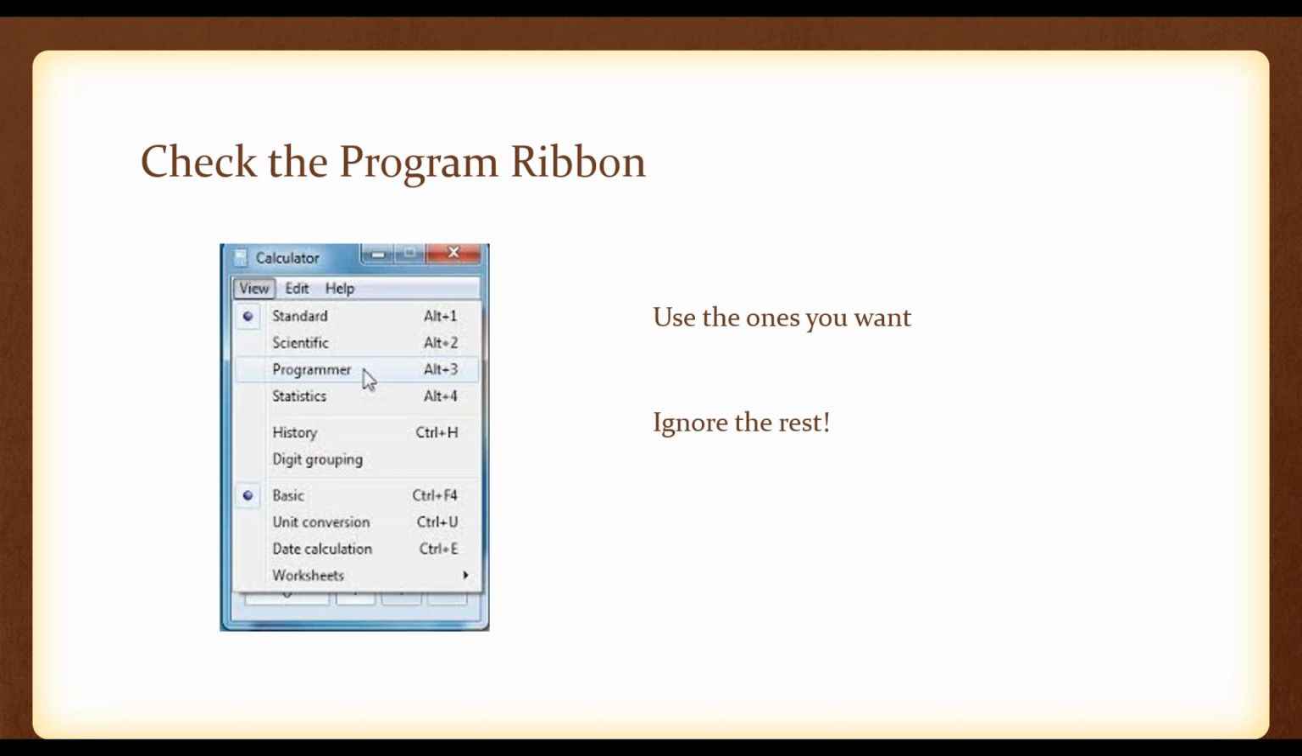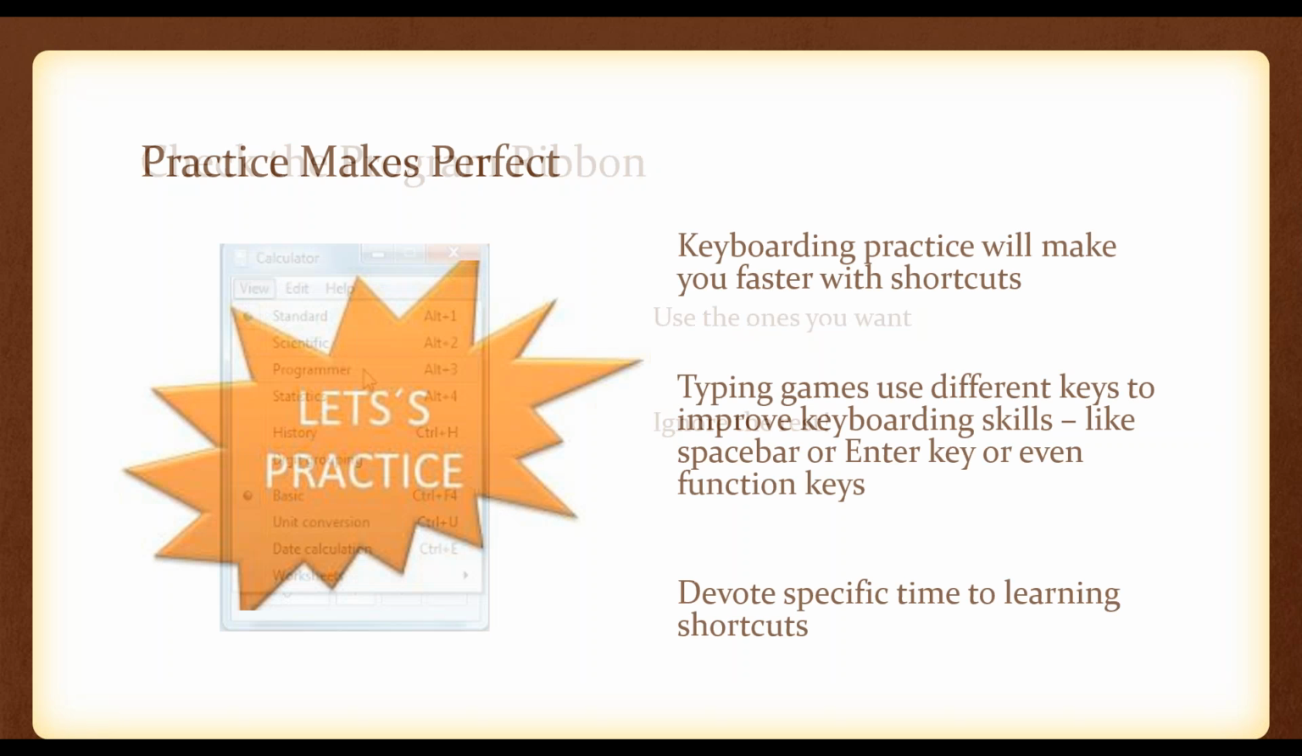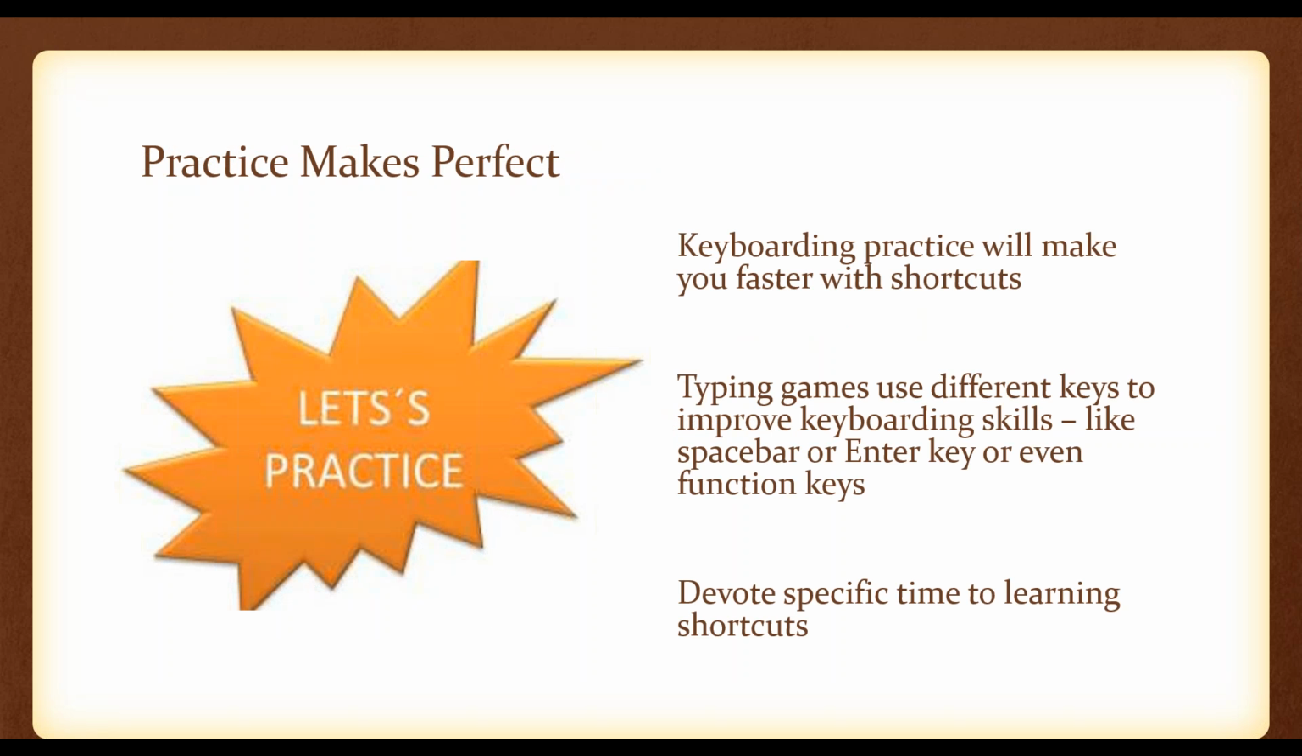So check your program ribbons. You don't have to know them all. Just pick the ones that you want. This is just the calculator, for instance. So it does have different little things that you can do if you were so inclined, but check them out, pick the ones you want, and ignore the rest.